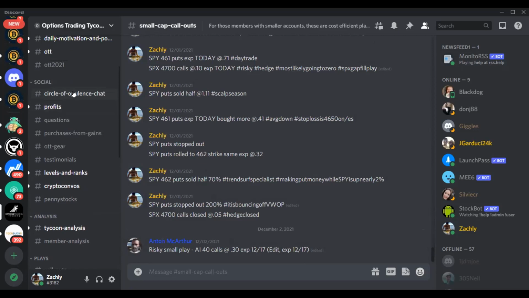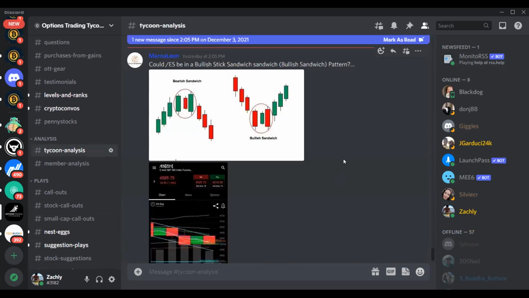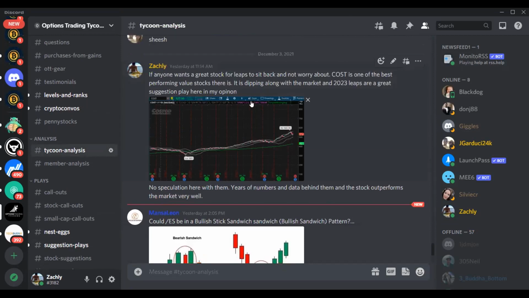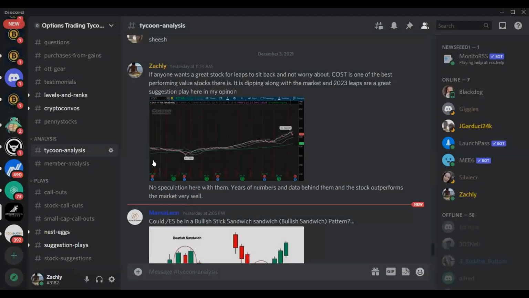That's a little sneak peek of what you get. Then we have the Tycoon Analysis tab, where all the admin members post their ideas and analysis on any stock. If anyone wants a great stock for LEAPS to sit back and not worry about, COST is one of the best performing value stocks there is. It is dipping along with the market, and 2023 LEAPS are a great suggestion play here, in my opinion. On the daily chart, Costco went from 307 all the way up to 560, so it's performed really well on the year. It's pulling back, and that's a little sneak peek.